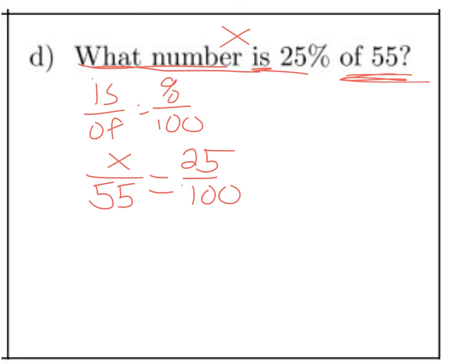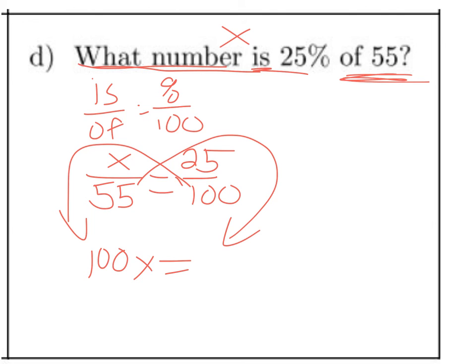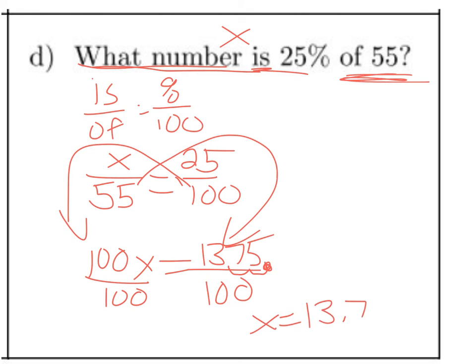Well, let's solve this up again by cross multiplying. 100 times x, 55 times 25, 1375. And if we divide by 100, again, the little shortcut there is move your decimal 2 places. And that's going to leave us with x equaling 13.75. So that is telling us 13.75 is 25% of 55. So we'll take a look at a few practice problems.